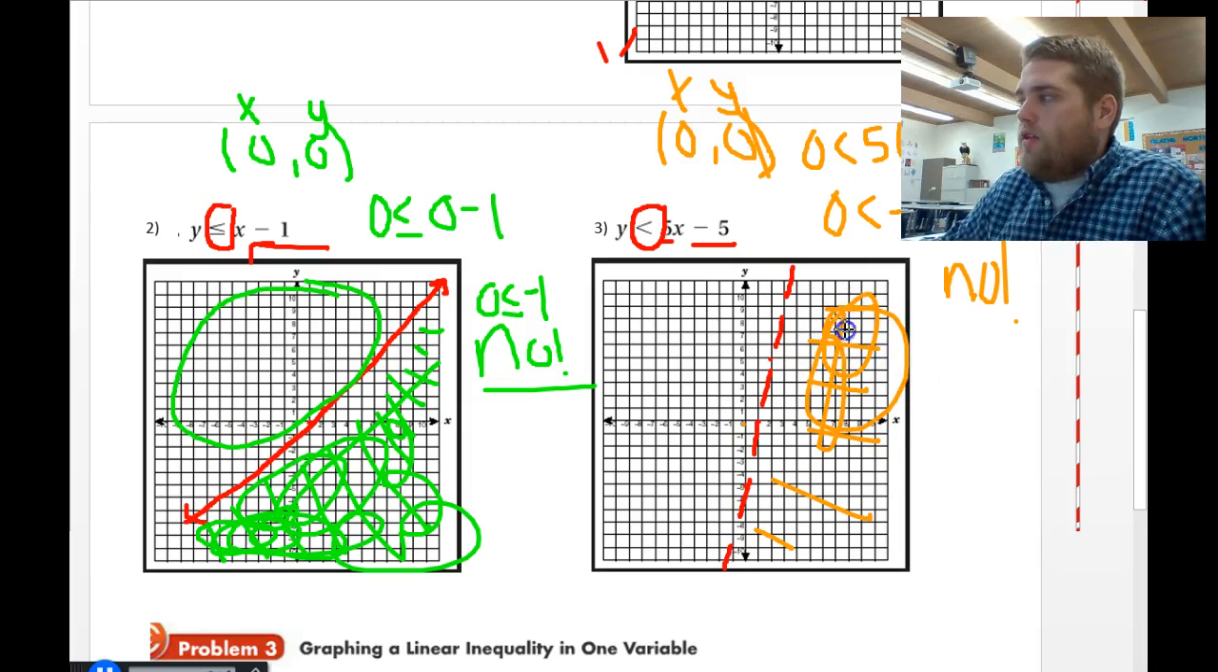So I want to include everything on the other side of 0, 0, all these over here, away from 0, 0. 0, 0 is on this side of the line. We don't want these answers. We want all of these answers over here.